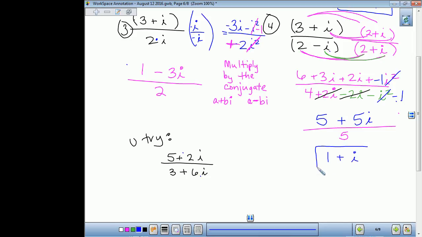Why is there one divided by 5? 5 divided by 5 is 1. So if there's a number that will divide into everything, you should do that. If it won't divide into everything, you don't.